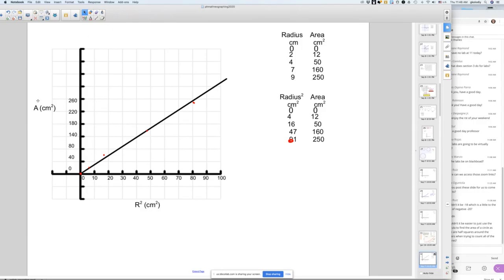So we want to know what's the connection between this and this. It's a straight line. So basically what that means, it goes through the origin: y equals the slope of that line times x. y is area.